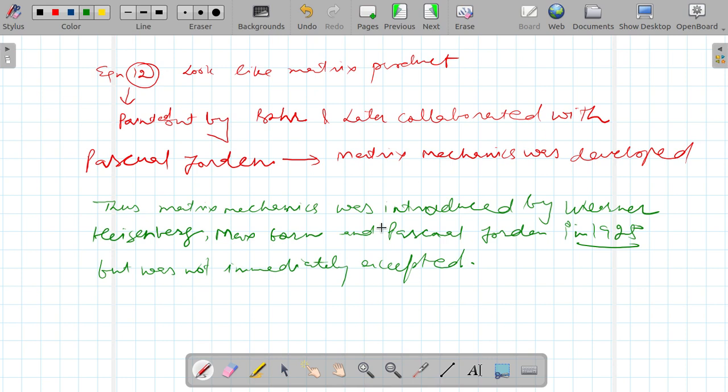Even Born discussed the idea with Pauli, but Pauli didn't recognize it. Born discussed the idea of this matrix product represented by Heisenberg with Pauli, but Pauli didn't recognize that. Then he discussed it with Jordan, and then Jordan, Born and Heisenberg tried to develop the matrix mechanics.